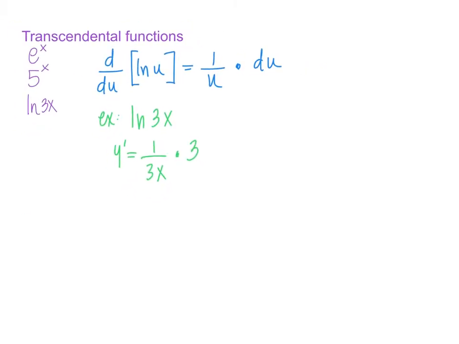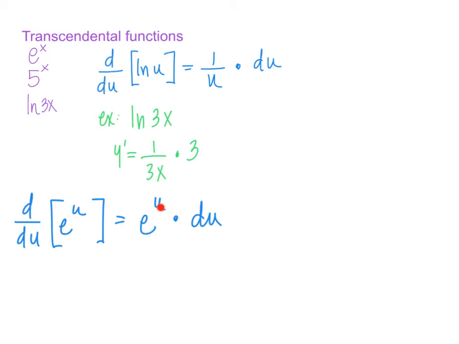Next, let's take a look at the derivative, d du, of e to the x, or e to the u. So base e with any power. d du of e to the u is actually e to the u du. So the derivative of e is e. The derivative of e to a power is e to the power times the derivative of the power. So another example, let's say we're taking the derivative of e to the 3x. The derivative of e to the 3x is e to the 3x times 3.